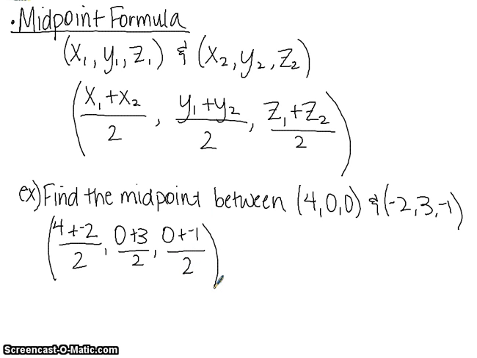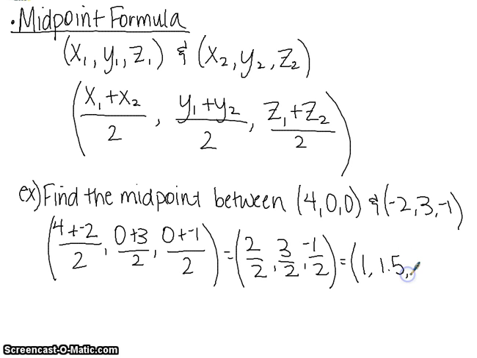If we simplify just a little bit, we have 2 over 2, which will eventually give us 1. Then we have 3 over 2, which will eventually give us 1.5. And then we have negative 1 over 2, which will eventually give us a negative 0.5. Okay, simplify one last time. You can certainly write them in decimal. That's perfectly fine with me. So perhaps it might look like that. If you prefer to leave them in fraction, that's okay too. Okay, so that's the second formula.